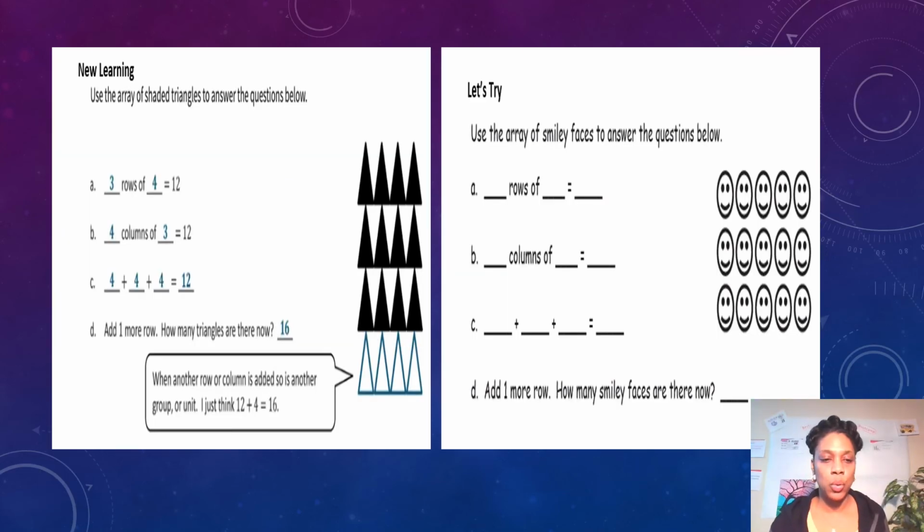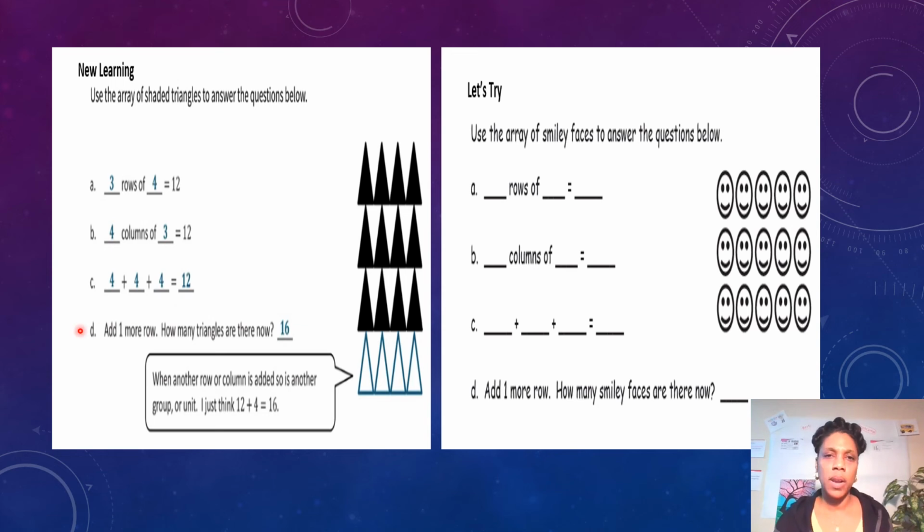All right, we're going to really do a quick recap of what we've learned so far in our videos. So when we look at this array, we look at only those in the shaded black triangles. So we have 3 rows of 4, which equals 12. We have 3 rows, 1, 2, 3. We also can look at it as 4 columns of 3. So we have 1, 2, 3, 4. That also equals 12. If I wanted to write that out in an addition problem, I would write that as 4 plus 4 plus 4 equals 12.